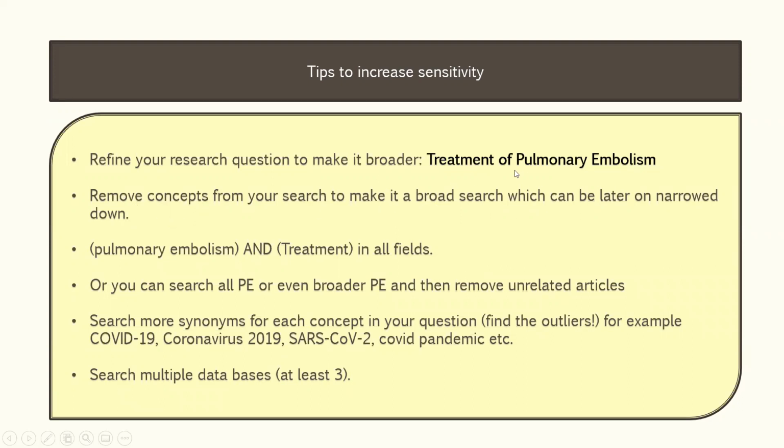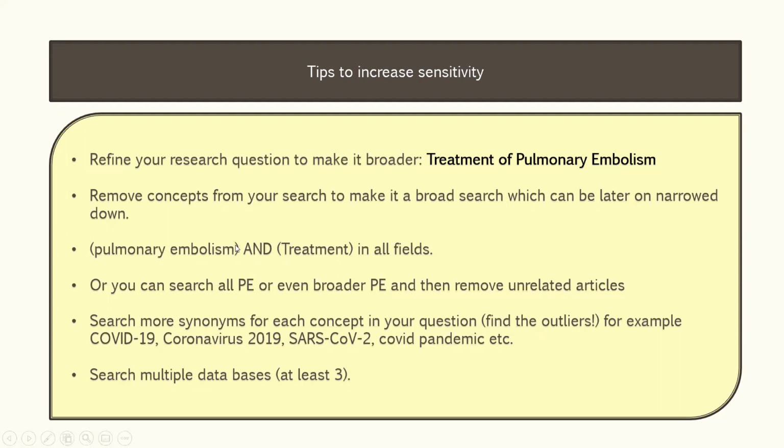So for example, you know what kinds of treatments there are. For pulmonary embolism, you can do anticoagulation, you can do thrombolysis, you can do embolectomy, you can do percutaneous thrombectomy. Instead of writing them all in your search question, because that will make it precise, if you write anticoagulation or thrombolysis or thrombectomy and pulmonary embolism, that will make it precise. You just write treatment or management and pulmonary embolism to make it broader, and later on you will narrow it down according to your requirement. So this is how you will search it.